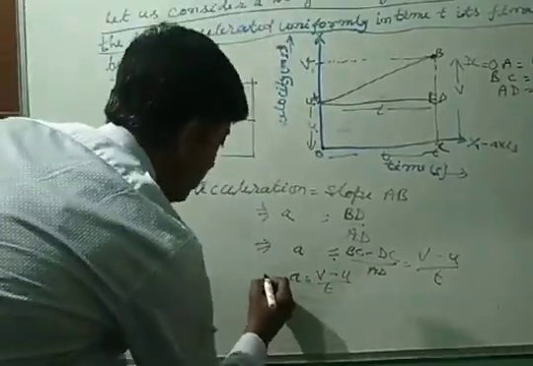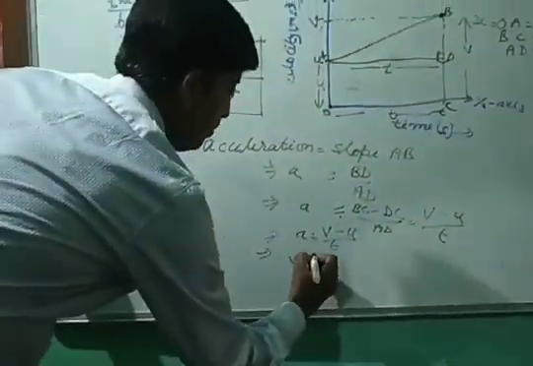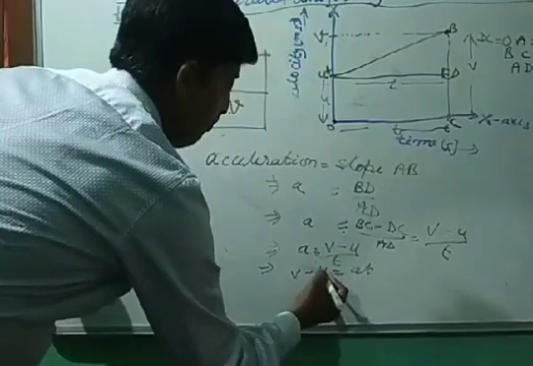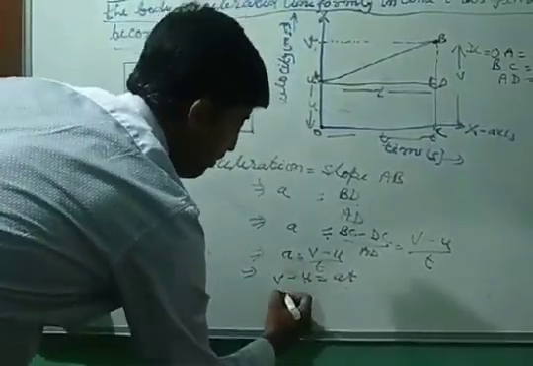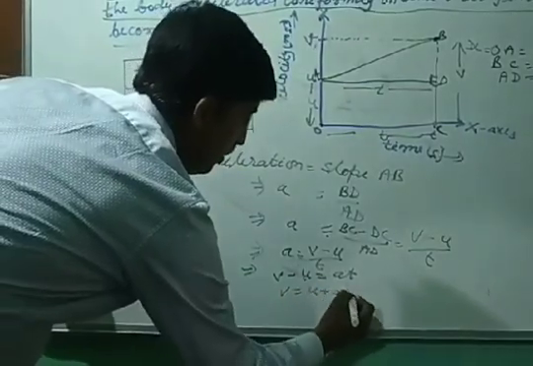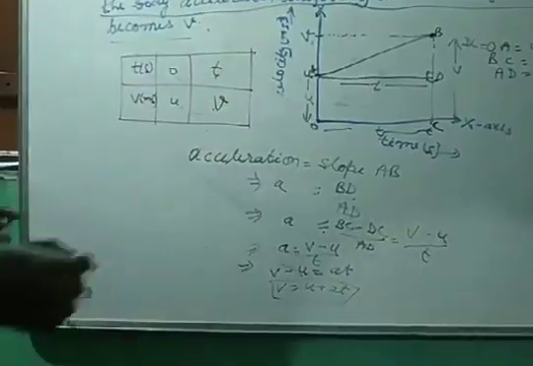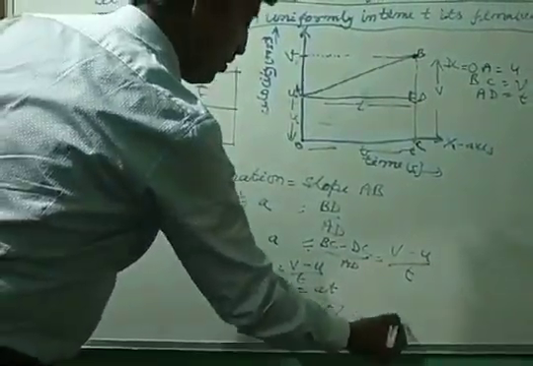After cross multiplication, it becomes v minus u is equal to at, and after putting u on the other side, it becomes v is equal to u plus at. This is the first equation of motion.